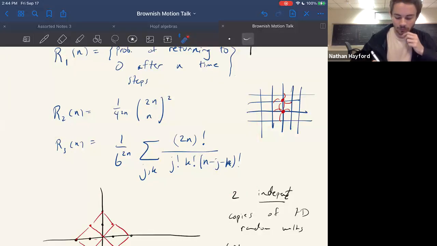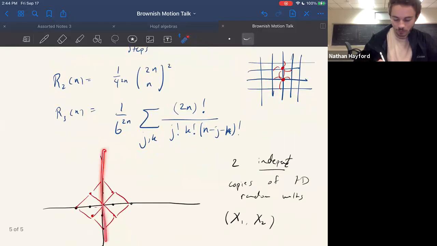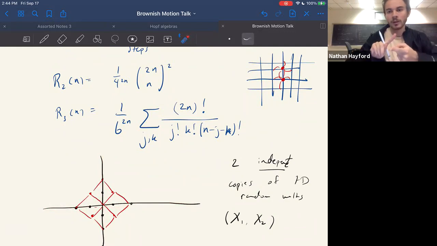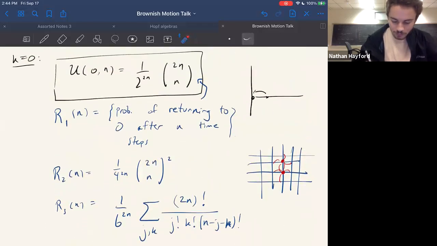So why does it happen that I can write the product of 2 independent random walks and I get a 2-dimensional random walk in 2 dimensions? But if I take the product of 3 independent random walks, what do I get? Well, it won't be, according to this formula at least, a 3-dimensional random walk. It'll be something else. So okay, let's try to answer the question about recurrence now.